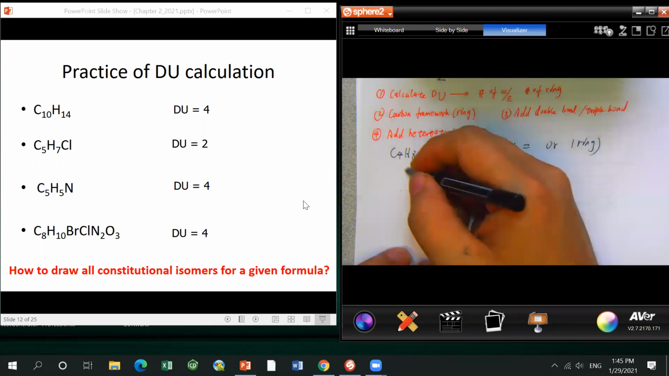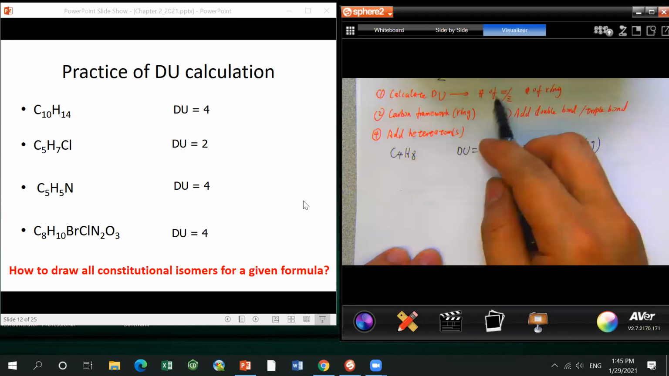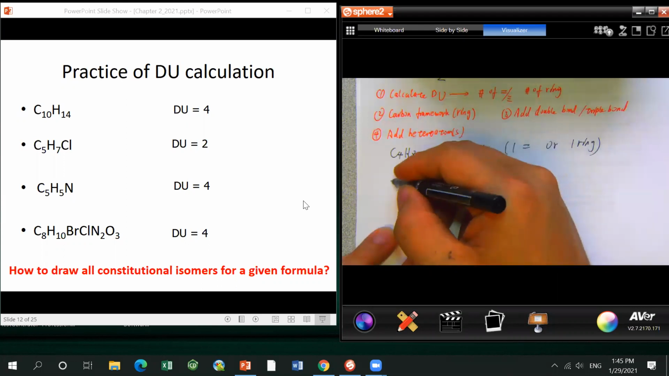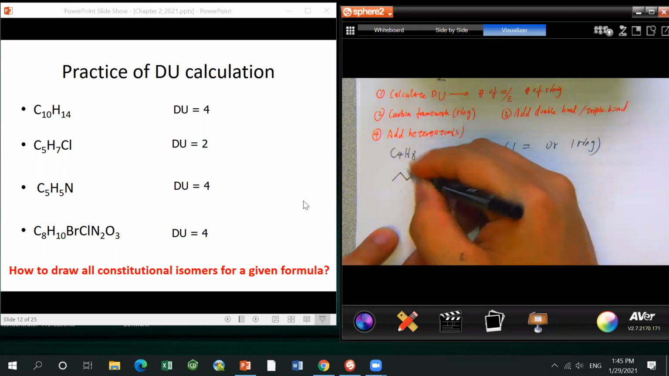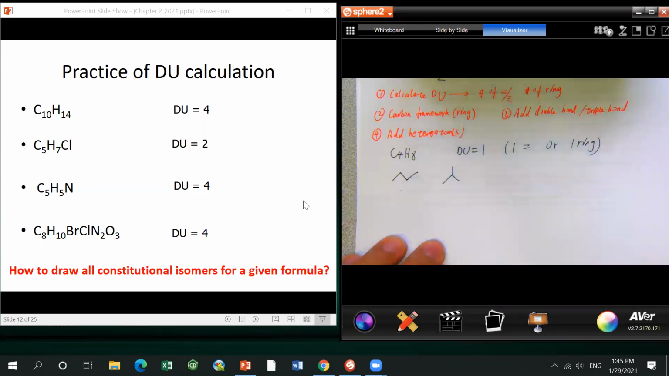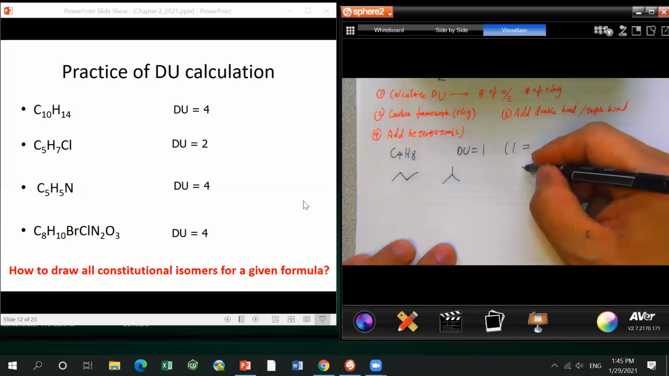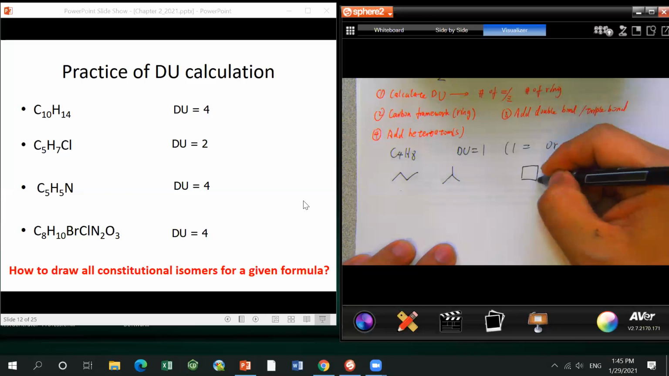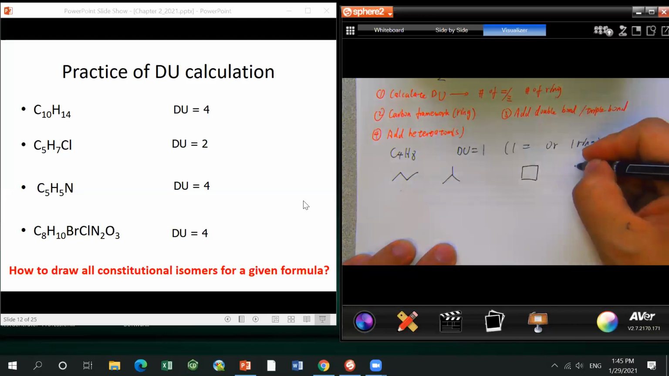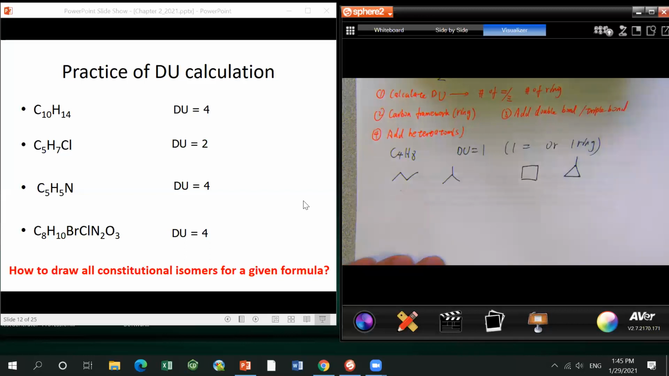With the four carbons, we do the second step, the carbon framework. Four carbons can be linear or branched, okay. But keep in mind, you can also have one ring, so you can also draw ring structures for this formula. How about a four-membered ring? How about a three-membered ring? Those also have four carbons and can fit this formula, no problem.